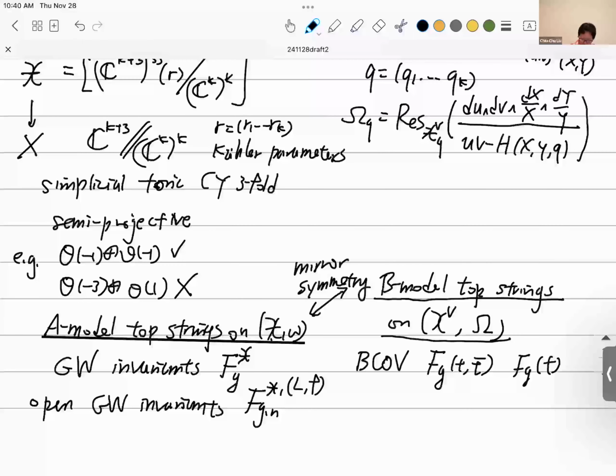So this is physics. Years ago, Costello and Li wanted to define a mathematical theory, and they defined some ancestral descendant theory, but this is not defined in general, and it's difficult.